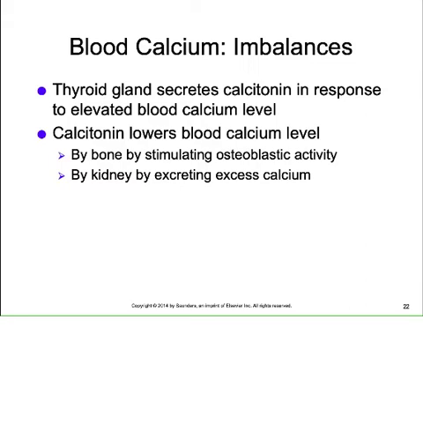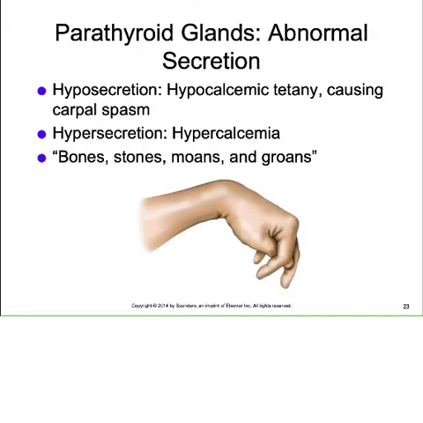The thyroid gland secretes calcitonin if the blood calcium levels get too high, and it causes the blood calcium levels to drop by stimulating osteoblast activity and allowing the kidney to excrete calcium. So if we have too much parathyroid hormone in our system, then our blood calcium levels get too high. We have hypercalcemia, and that's going to result in tetany and spasm.